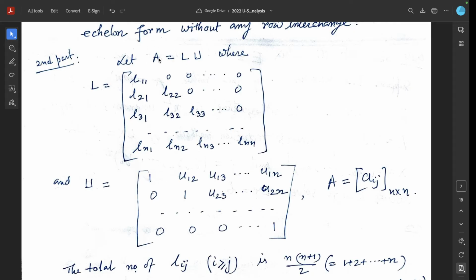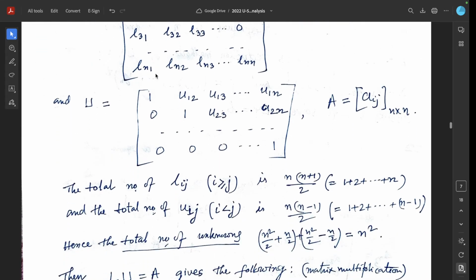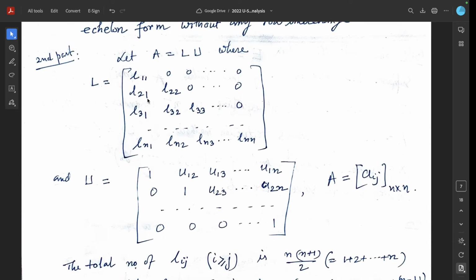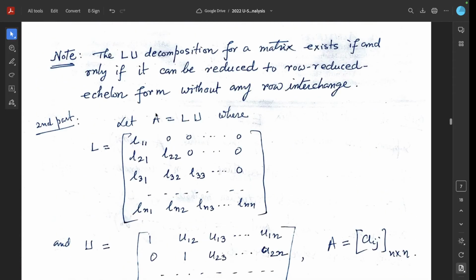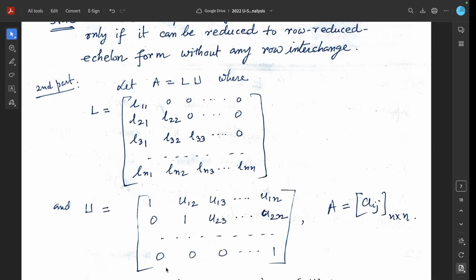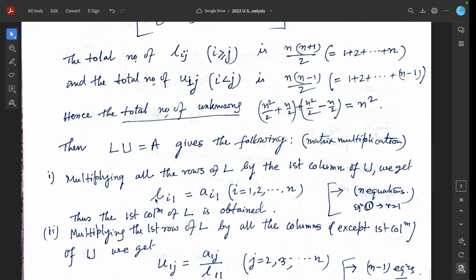So L11 equals A11. Equating the matrix capital A, for the second row this, and for the first column this, so L21 into 1, L22 into 0, so actually this L21 equals A21. So all rows of the L matrix, a triangular matrix, multiplying with the first column of U, we get Li1 equal to Ai1, i equal to 1 to n.